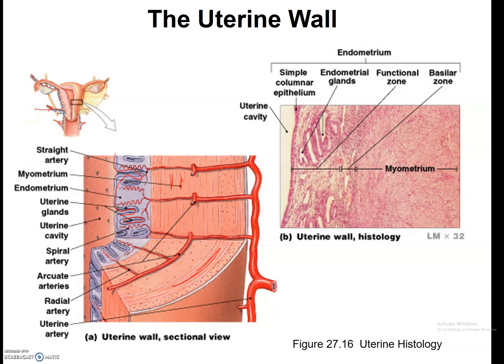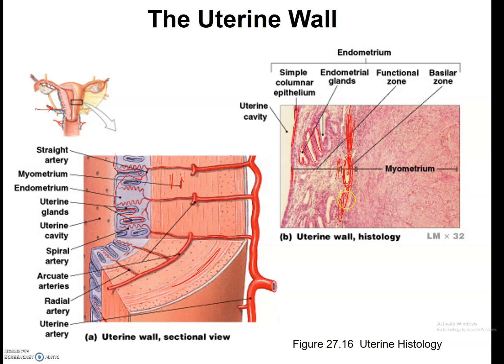And so the endometrium has its simple columnar epithelium inside the uterine cavity. Then you have the endometrial glands. These glands are going to be producing different compounds, okay? And then you have the functional zone, and this functional zone, this whole region here, including the glands, is going to be shed during menses. The basilar zone, this region right here, is where new tissue is going to be produced.